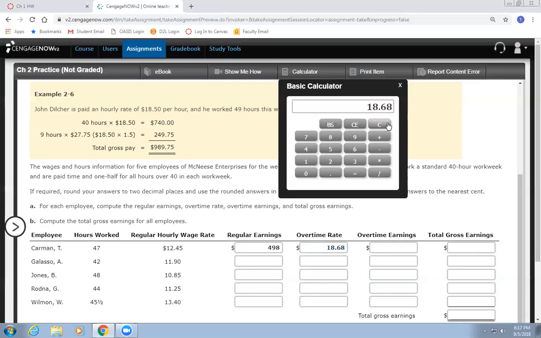And he worked 7 hours of overtime. So I get overtime of $130.76. And then to get total gross earnings, I'm just taking regular earnings plus the overtime. So $498 plus $130.76. So total gross earnings for our first employee should be $628.76.